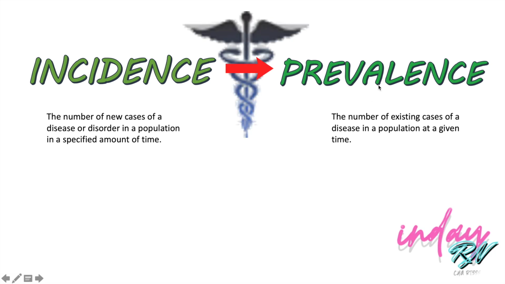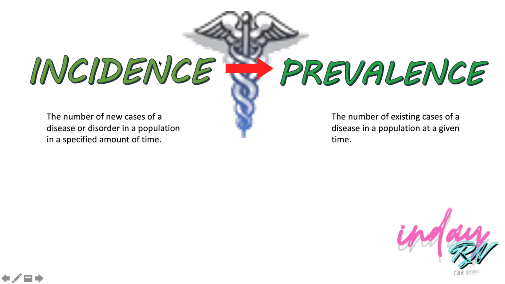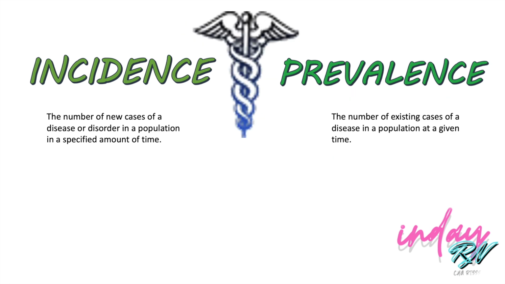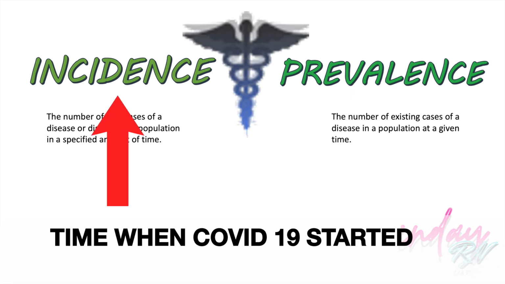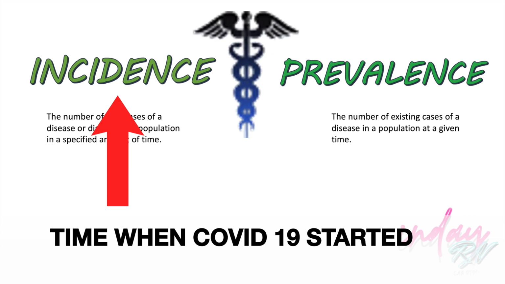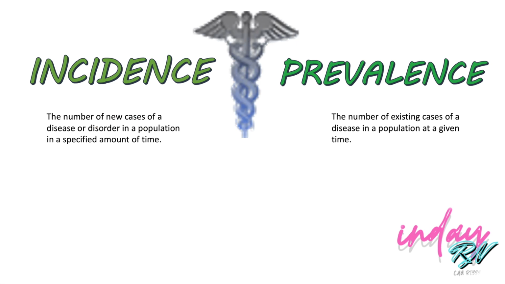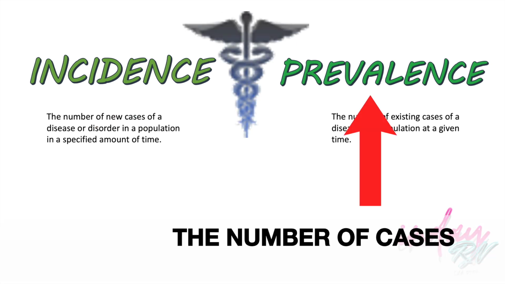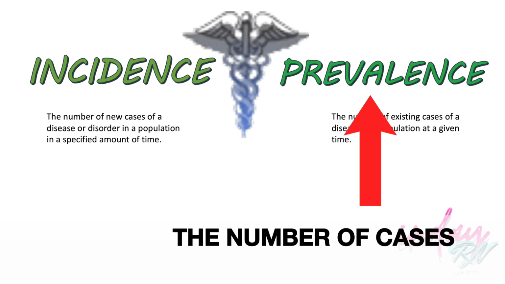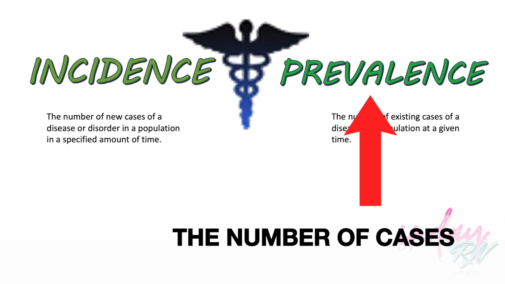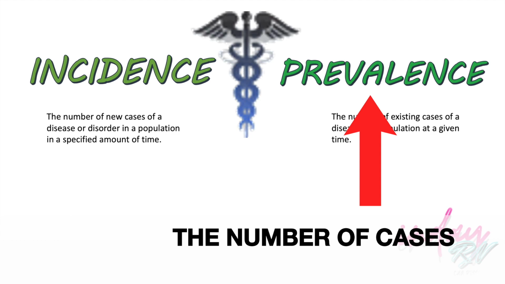That means this is the continuation of the incidence, the new and pre-existing cases. Always remember that the time that COVID-19 started, that is the time that happened, or that's what we call the incidence. Meanwhile, here in the prevalence, it is actually the number of existing cases. That means that we are counting the number of COVID-19 cases up until today, because today is the given time. Okay? Now, let's proceed to the levels of prevention.